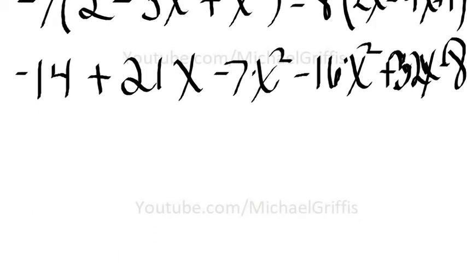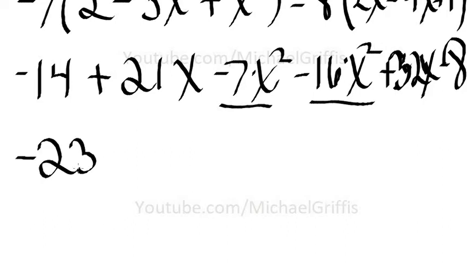All right, let's collect up all our like terms. Let's look for the terms that have the highest degree. It looks like minus 7x squared minus 16x squared. When we add those two coefficients together, we're going to get minus 23x squared.